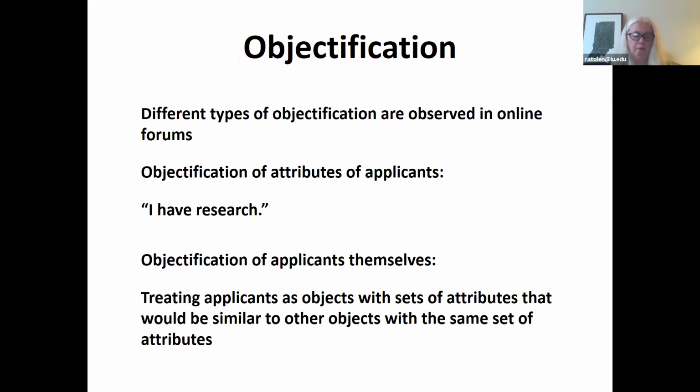Based on my reading of forums, I have identified students engaging in several types of objectification in these discussions. One would be objectification of the attributes of applicants, the example I gave before of "I have research." Another type of objectification is the objectification of applicants themselves, treating applicants much as objects with sets of attributes that would be similar to other objects with the same set of attributes. And I'll show what I mean by this.